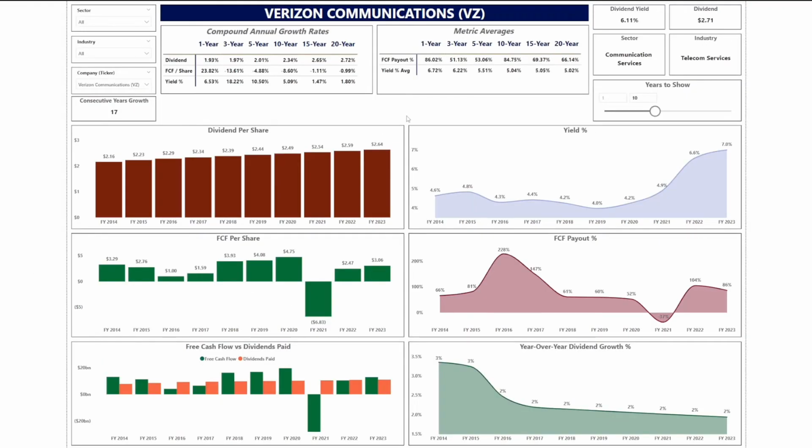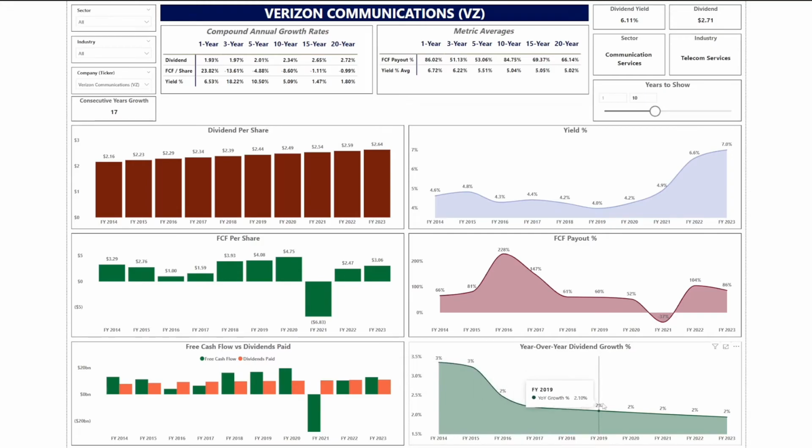The next example I want to show is Verizon Communications, ticker VZ. Verizon seems to be talked about a lot in the dividend community on social media, and rightfully so. They have that very attractive yield, 7% at their last fiscal year. But as we can see here, that is a rising dividend yield. And their free cash flow payout has been kind of high historically, but an 86% free cash flow payout ratio, that is definitely a cause for worry.